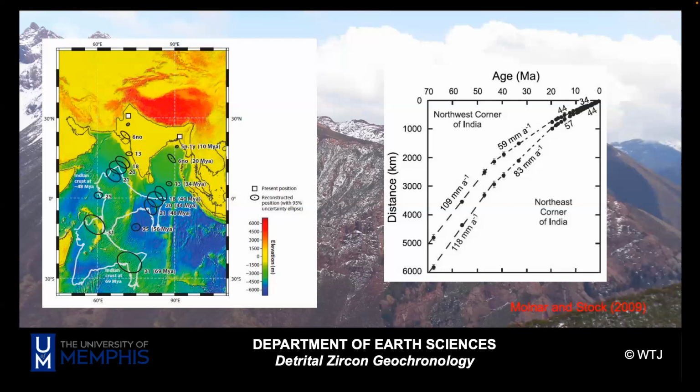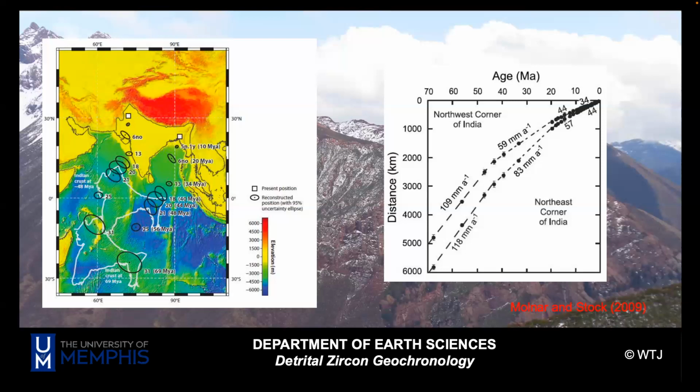This is a really nice diagram that I really love to look at. So here we're getting time and then distance, so they get the rate of India migrating northward and colliding with Eurasia. Early on, 70 to 50 Ma, we have India really humming along at 100 plus millimeters per year. Then around 50, that decreases to 59 to 80 millimeters per year. And then around 20 million years, it really starts to slow down.